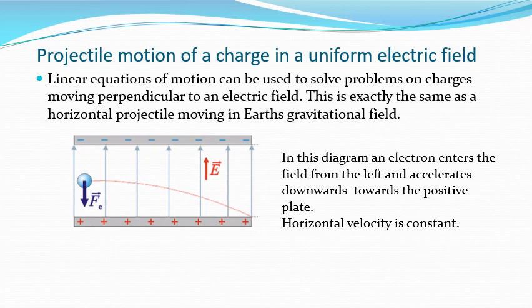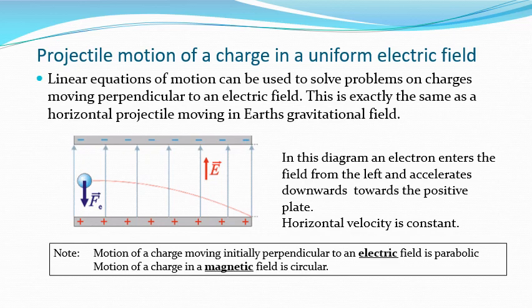The horizontal velocity will be constant because there are no forces on it, in the same way that the horizontal velocity of a projectile in a gravitational field is constant because there are no forces acting on it. There will be a downwards force due to the electric field in this case, whereas usually there's a downwards force due to the gravitational field. So we can apply the same thing, because there's a constant unbalanced force downwards. There is a constant acceleration downwards, so we can use our equations of motion to solve problems like this.